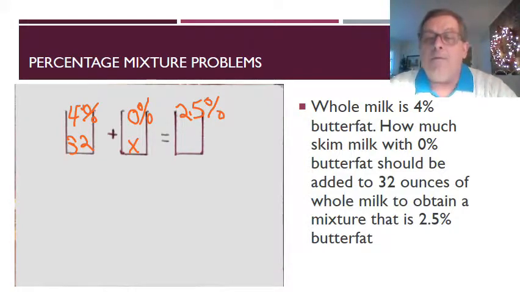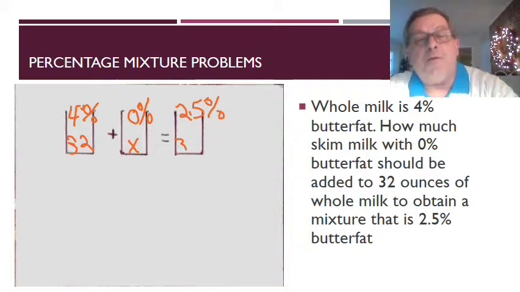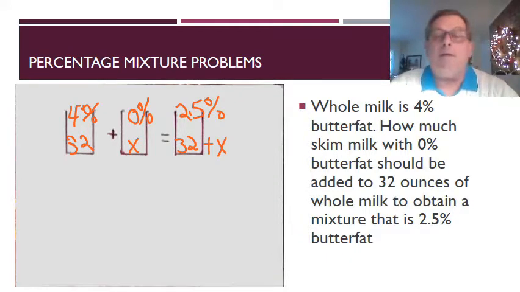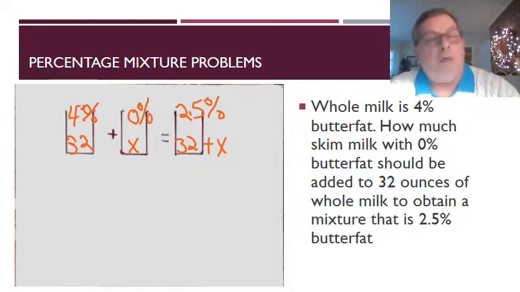And as far as the volume of my mixture of the 2.5% butterfat, well, it's just simply 32 plus X. Okay, so that 0% butterfat may look kind of strange right there, but it's going to work out. Now, I've got my buckets filled out, and I am just going to write my equation.